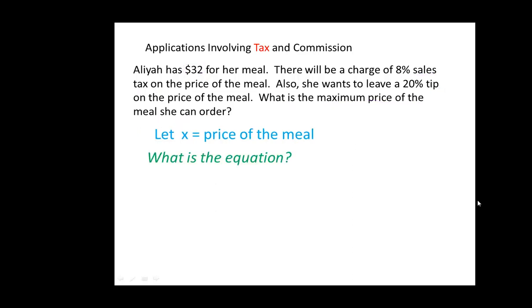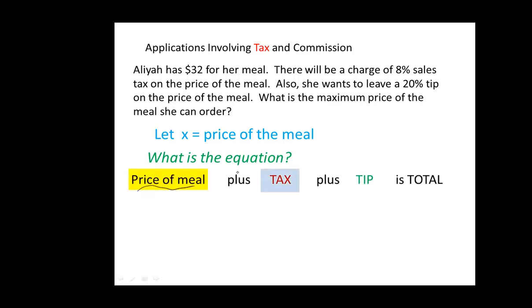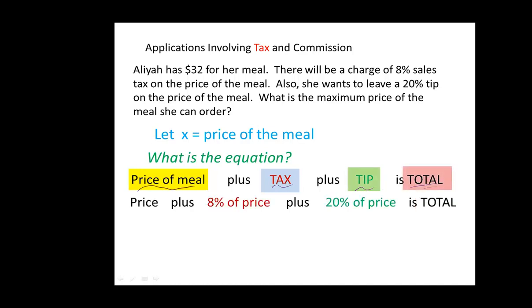We're going to take the price of the meal, add in the tax and the tip. We start with the price, add in our tax, add in our tip, and that's going to give our total amount. So in this case, that's the price plus 8%. So let's write this down here now. The price is x plus 8% of our price, 8% of x, plus 20% of the price, which is 20% times x, is the total.